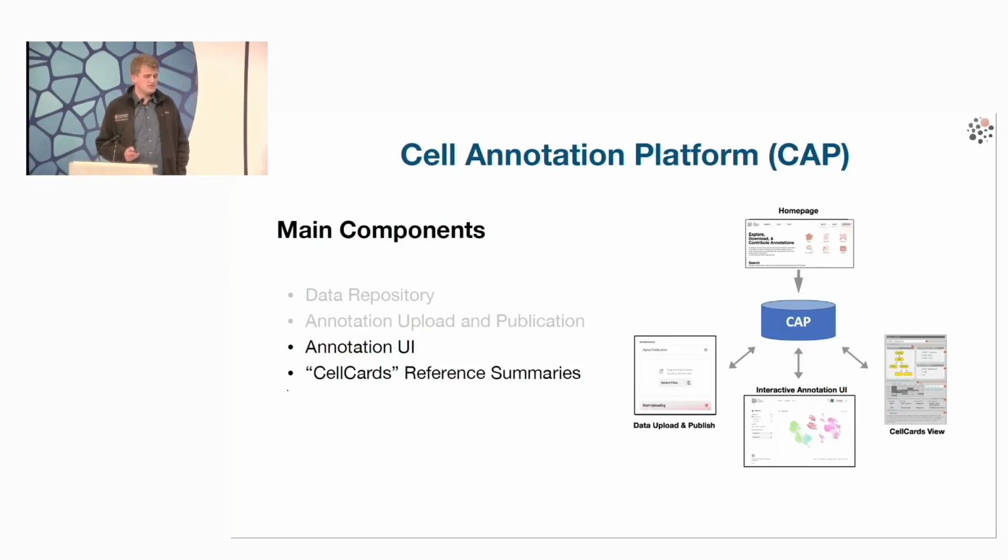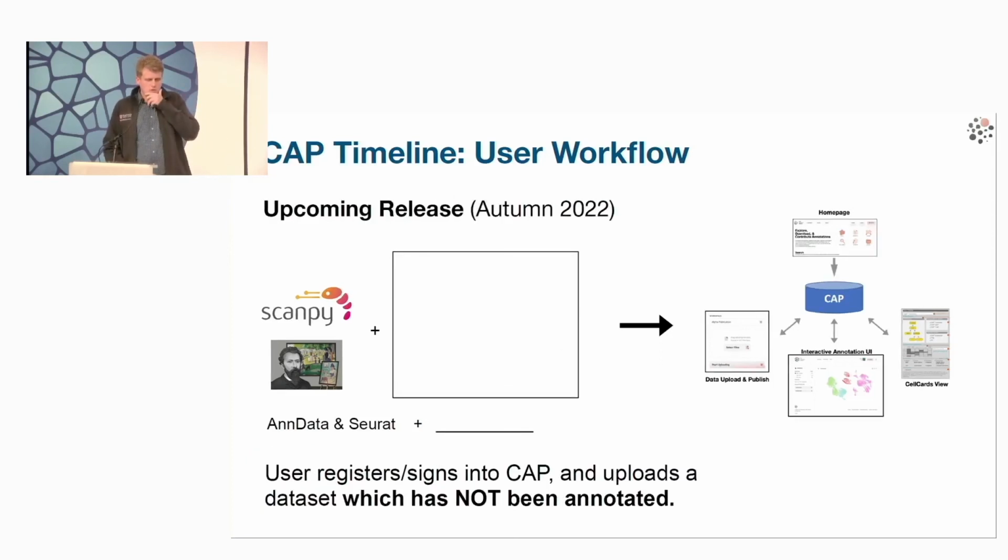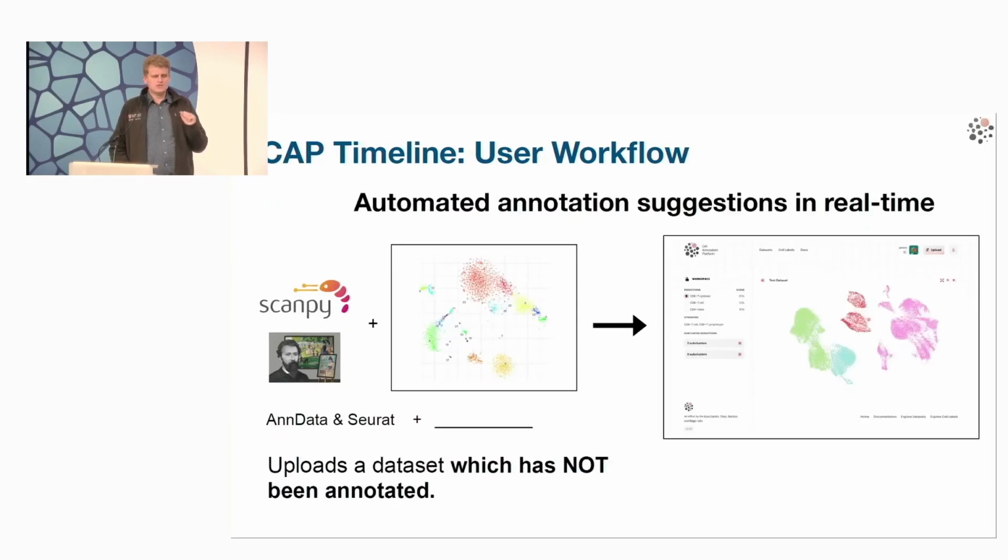For future steps, the current workflow is that you as the user have some sort of file format. At the moment, it's AnnData and Seurat. We're working with Loom as well in the future. And you put in cell annotations within this file format, and you upload this to CAP. So the future that we're working on now is that let's assume that you have the molecular data, and it's not been annotated, right? So what we'd like to do is use the molecular data to allow some sort of real-time annotation predictions, something very similar to what Nir was talking about.